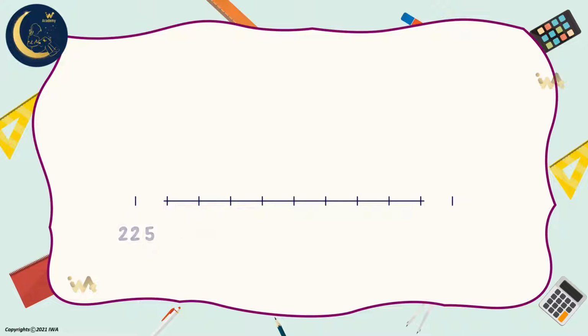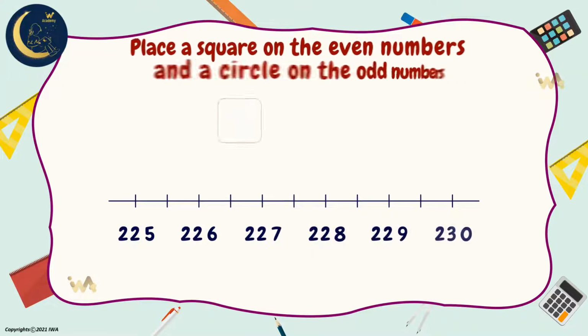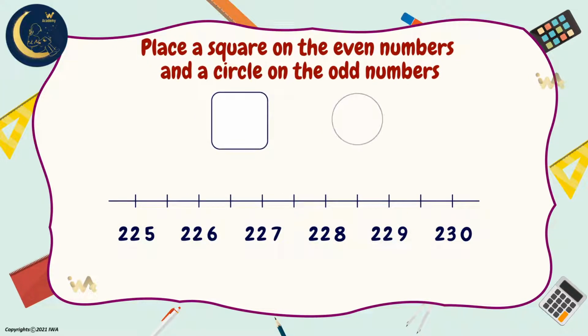Look at this number line. We want to place a square on the even numbers and a circle on the odd numbers. Let's begin. Here we have the number 225. Is it even or odd? Correct. We will look at the ones place. It has a 5, which is an odd number. So the number 225 is an odd number. That is why we will put a circle on it.